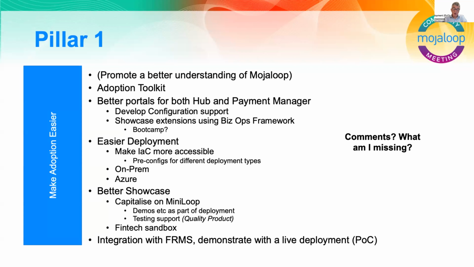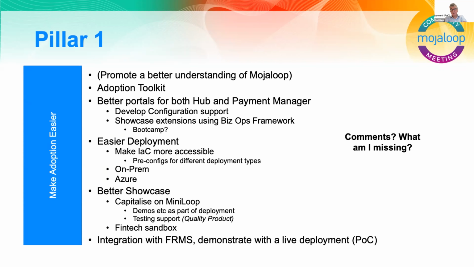Easier deployment. We need to make IAC more accessible. David and Oscar have made huge strides with IAC, and it's made deployment far more efficient and straightforward for them. I don't think there are many people other than Oscar and David who really understand IAC and how to shape a configuration. So we need to find a way of making IAC more accessible.